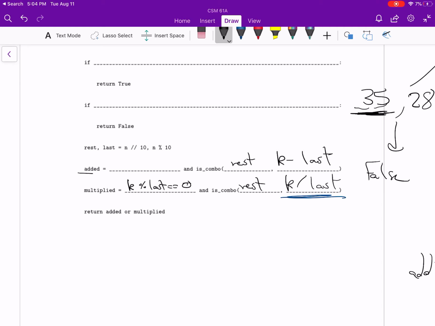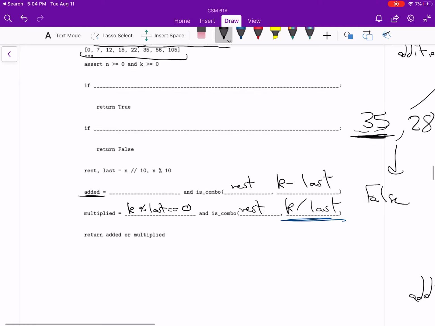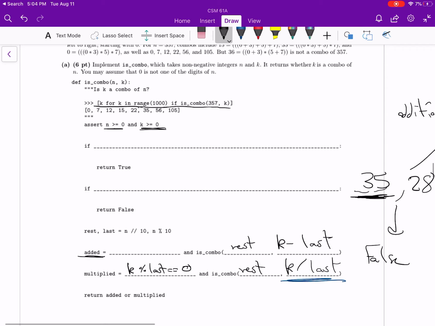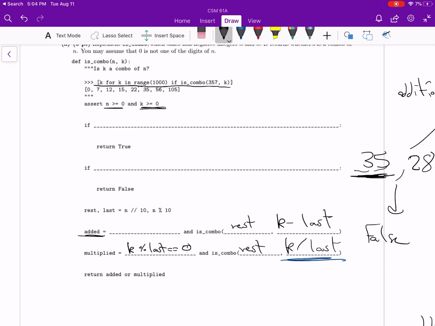For the other case, the addition case, we can go back to this assert statement at the top here that ensures that we have a positive n and a positive k, which means that the inputs to combo have to be positive, or non-negative, really. And for that to be true, well, k has to be greater than or equal to last. If you ever go into a negative input, then your answer is false anyway. So this basically says if k is not greater than or equal to last, then the added case is not a possibility.